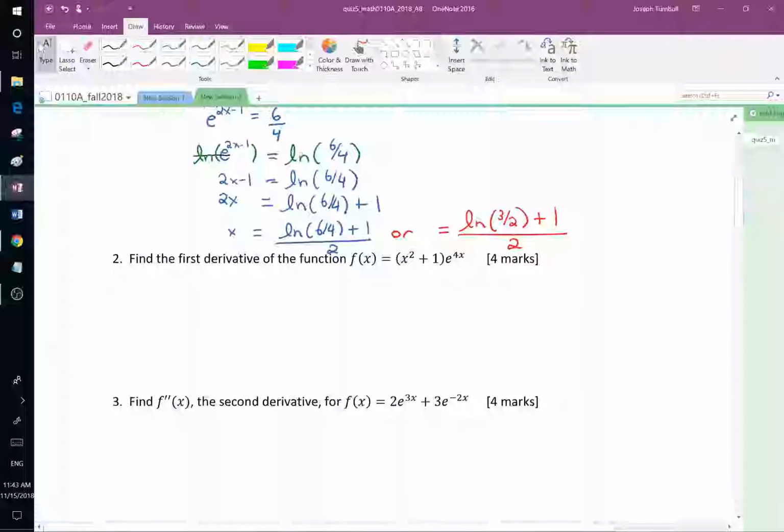Okay, next question, number 2. Find the first derivative of that thing. f of x equals. Now this one's a derivative question. It's asking for a derivative, so you have to find f prime.